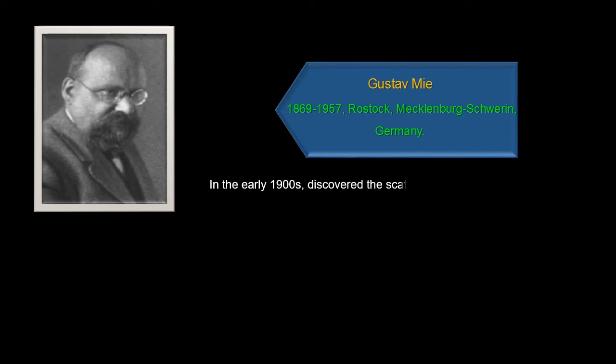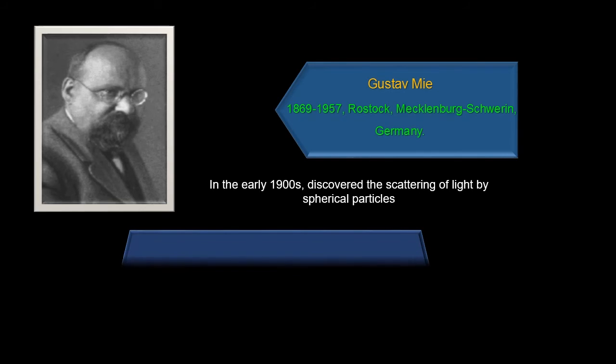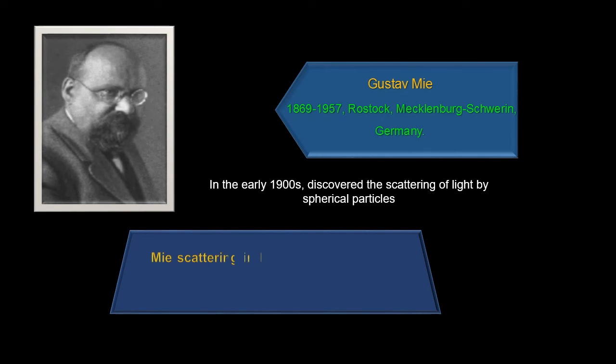Gustav Mie from Rostock, Mecklenburg-Schwerin, Germany, in the early 1900s discovered the scattering of light by spherical particles. Mie scattering, in a broader sense, can be defined as scattering of light by spherical particles of any diameter.